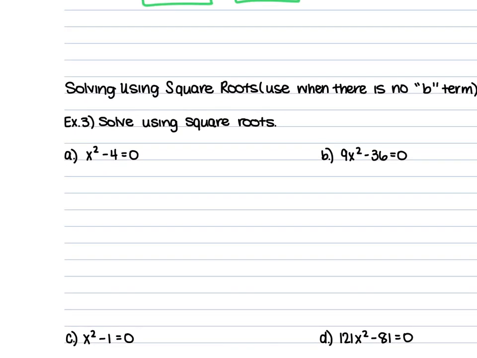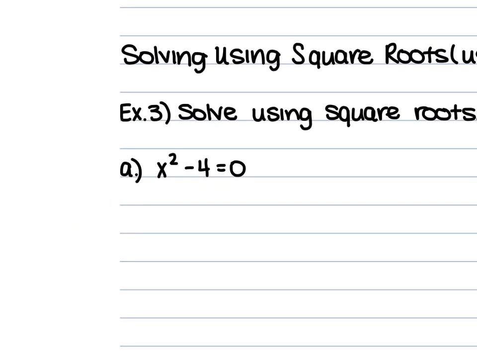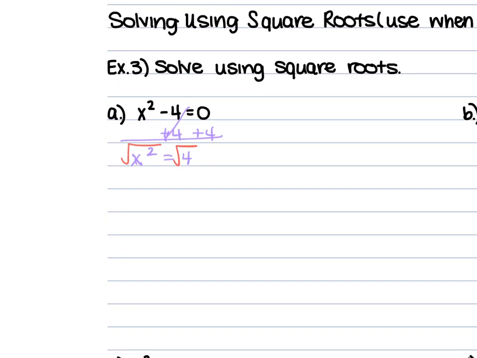When you have no b term with these equations, just move your c term over and take the square root of both sides. So with a, x squared minus 4 is equal to 0. Add the 4 to both sides. We have x squared is equal to 4. Then take the square root of both sides. Remember, if you're taking the square root of both sides in an equation, we add that plus or minus into there. So x is equal to plus or minus 2.